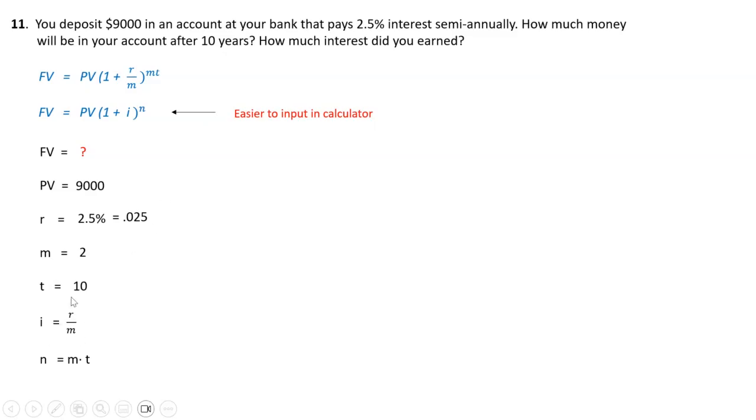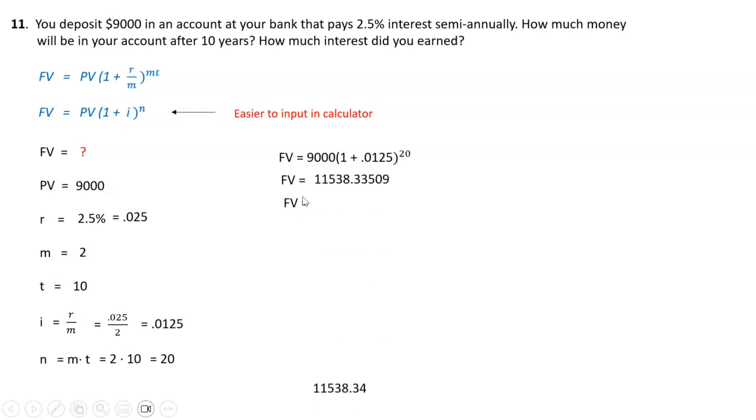Now the I is R divided by M, which is 0.025 divided by 2, which gives us 0.0125. And the N will be M times T, which is 2 times 10, giving us 20. So we plug them into the formula, right? Use a calculator, and it'll give us $11,538.34. That's how much money will be in the account after 10 years.